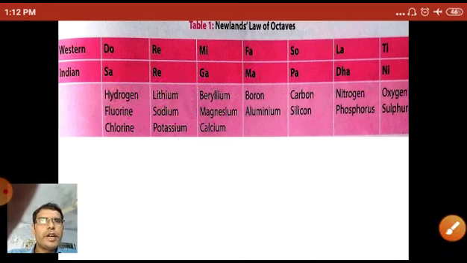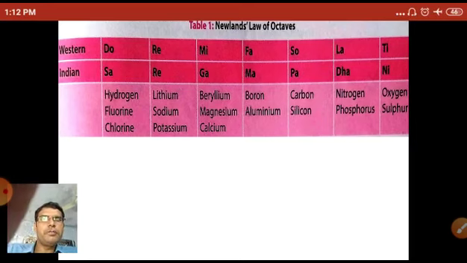So in Newland's law of octaves, Newlands tried to arrange the elements according to their increasing atomic mass, not the atomic number, increasing atomic mass. Then he realized that the 8th element, which repeated after particular intervals, has similar properties to the first, just like the 8th note in music repeats after particular intervals. Sa re ga ma pa dha ni sa.